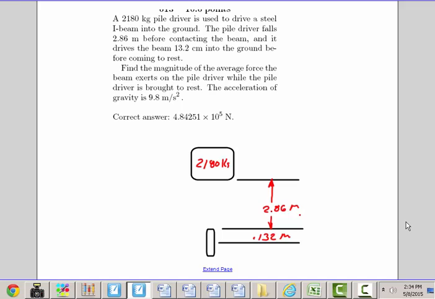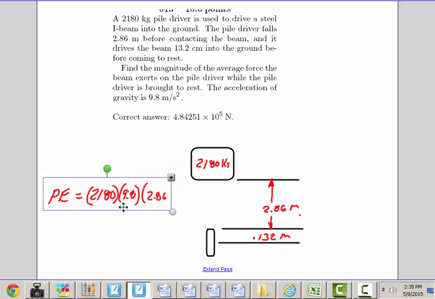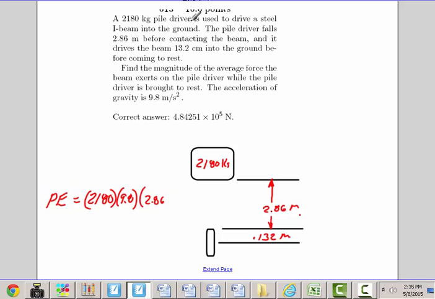All right, here we go. So here's what you want to do on this one. Find out how much energy you have, the potential energy. Your potential energy is going to be mgh, right? So you're going to have 2180 times 9.8 times the 2.86. Let me move this down so I get some room. 2.86 plus the 0.132. You have to do that.